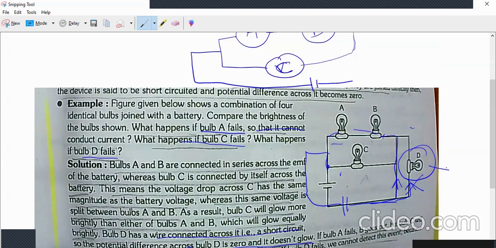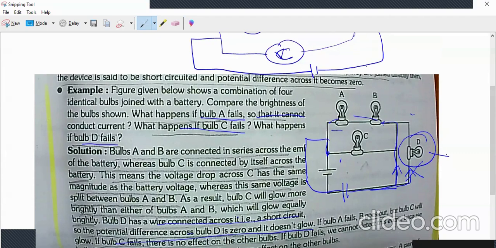Now, how do you understand? You can also just remove D. D is not part of the game. It's not working. If D fails, we cannot detect this event because D was not glowing initially either. So there's no effect. Now, how do we detect this?